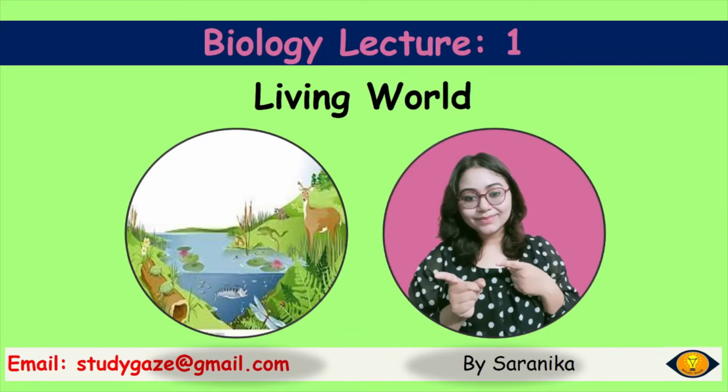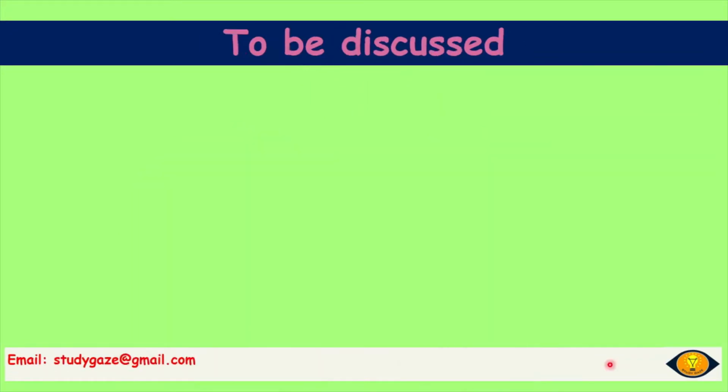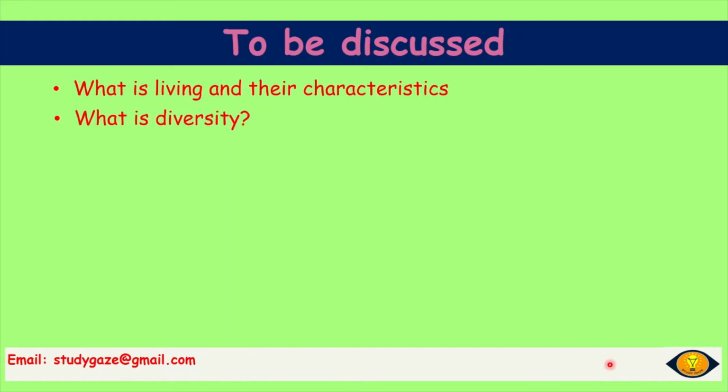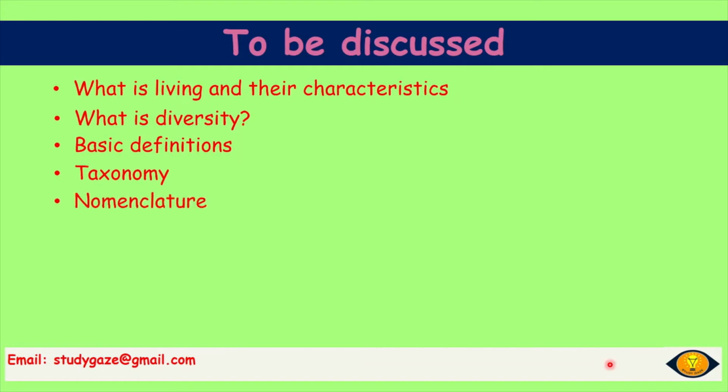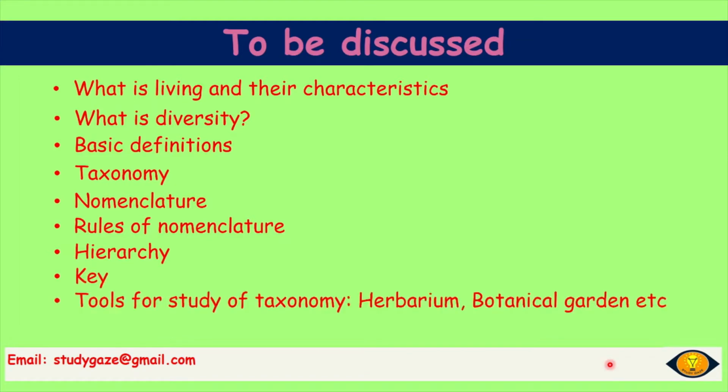Today we will study Biology first lesson Living World. The topics that we will cover include what is living and their characteristics, what is diversity, basic definitions, taxonomy, nomenclature, rules of nomenclature, hierarchy, key, and the tools for study of taxonomy. That includes herbarium, botanical garden, and many more.